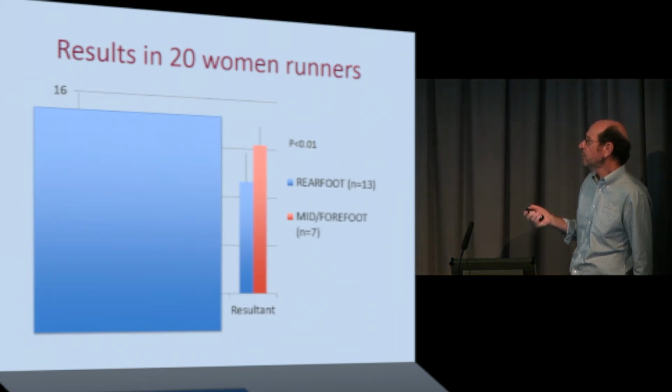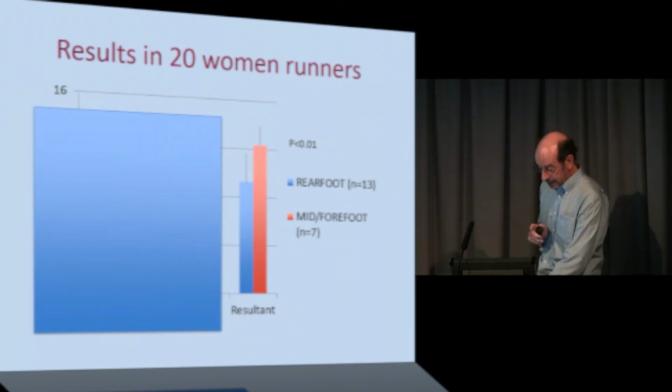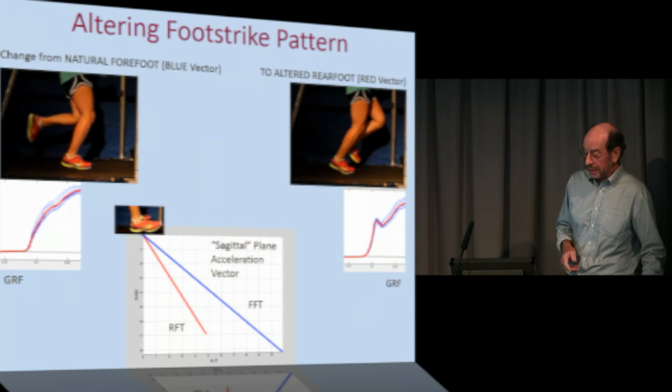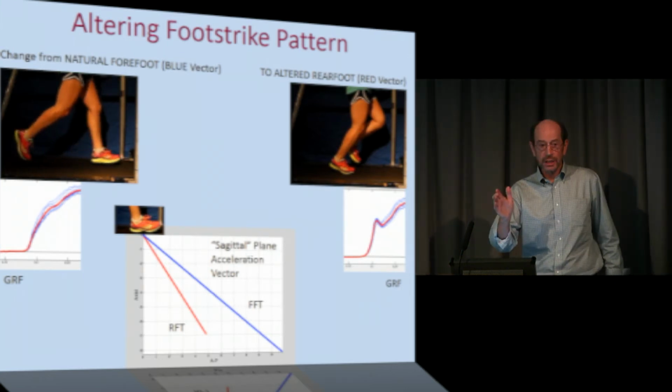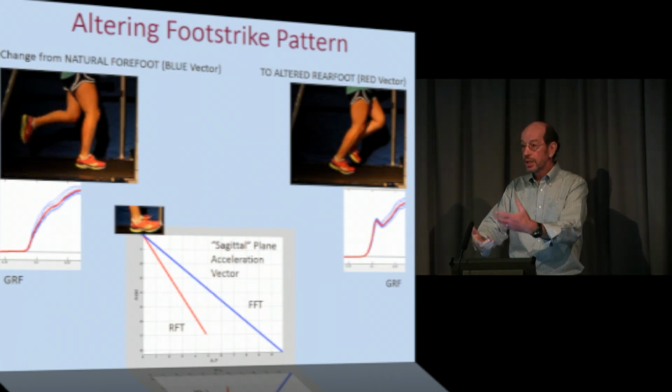That if you run with a mid or forefoot strike, your tibial acceleration resultant is significantly higher. And that's the key, resultant, and I want to show you an example of that. Another way you can do this is, instead of finding rear foot strikers and midfoot strikers, you can take the same runner and get them to change their pattern.